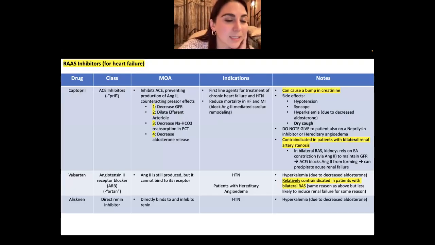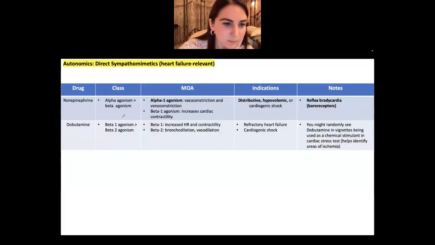And then your RAAS inhibitors, specifically for heart failure. Like your ACE inhibitors, what they do, and some important notes to look out for in the questions. And then other stuff too: you can give a direct sympathomimetic, an inotropic agent, to help someone with cardiogenic shock. I don't know why I highlighted distributive, I sort of highlighted cardiogenic. But these are also things you can give to help the heart beat more, or to increase the blood pressure, basically.